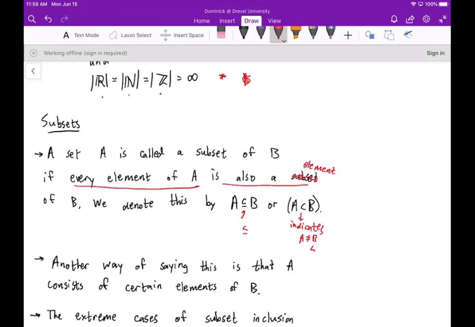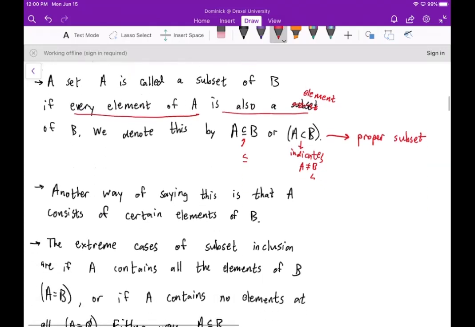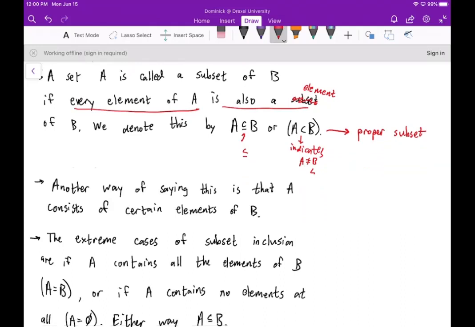If we don't include the line under it, we use that to indicate that A is not equal to B, because you can have subset inclusion with the sets being equal, but if we don't indicate the line there, we usually use that just to say that A is not B itself, right? And sometimes we call this a proper subset, right? Which just means that every element of A is also an element of B, but the two sets are not equal. And of course, another way that we can say this is that A consists of certain elements of B.